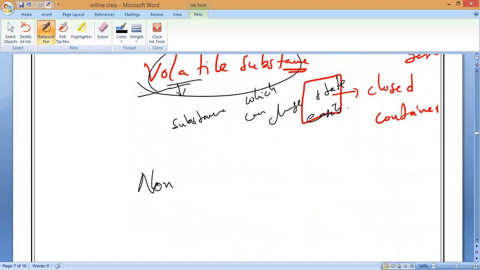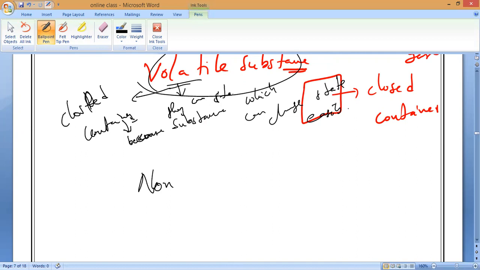So volatile substances we always have to keep in closed containers, because they can change their state easily. That is what you have to remember.